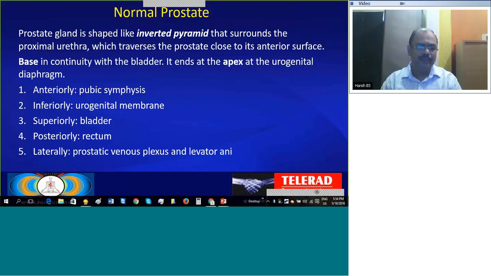The relationships of the prostate gland are as follows. Anteriorly, there is the pubic symphysis. Inferiorly, we have the urogenital membrane. Superiorly, we have the urinary bladder. Posteriorly, the rectum. And laterally, we have the prostatic venous plexus and levator ani.